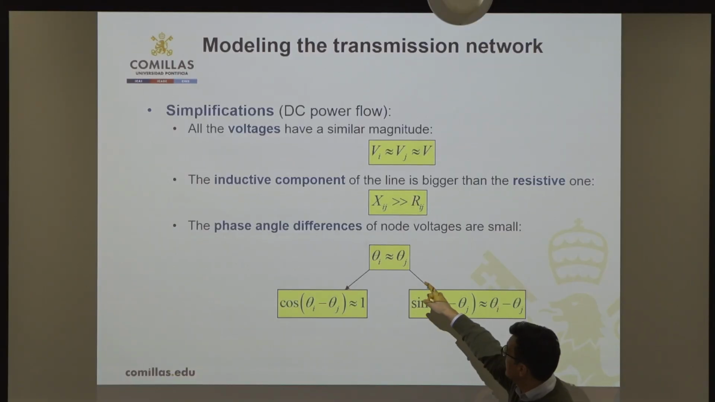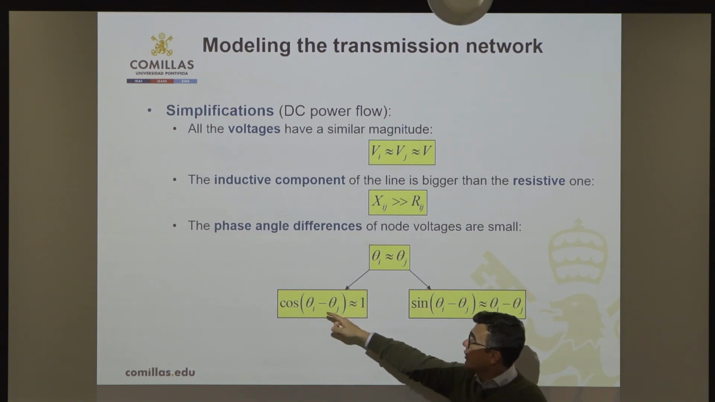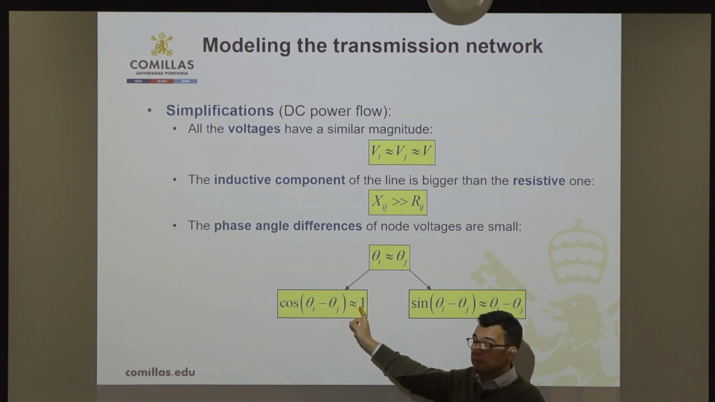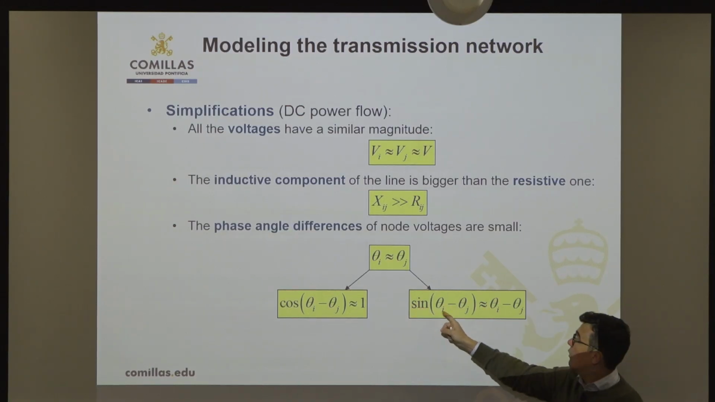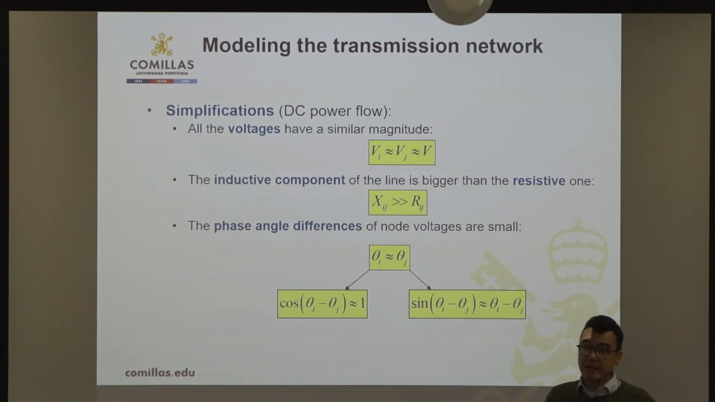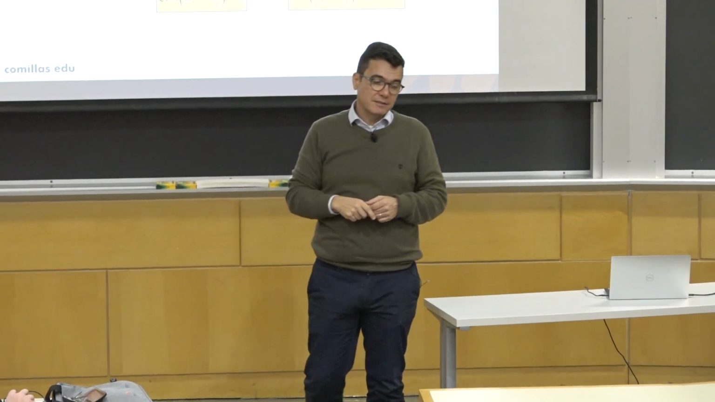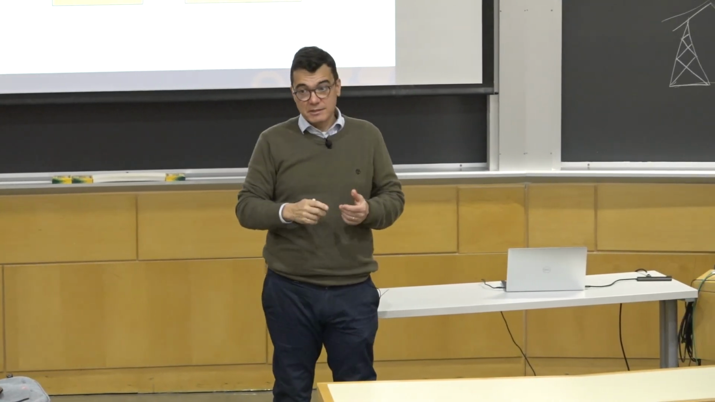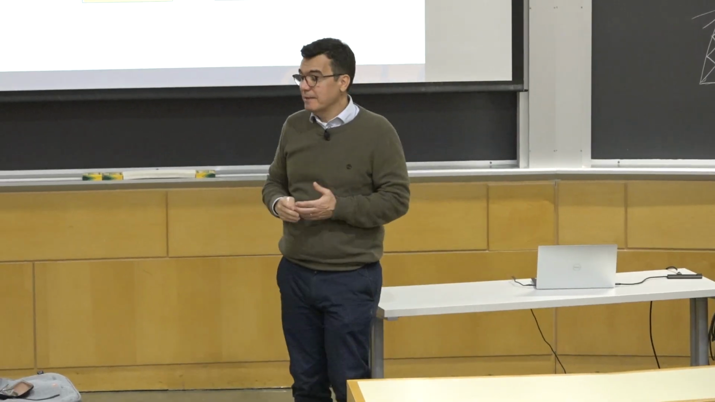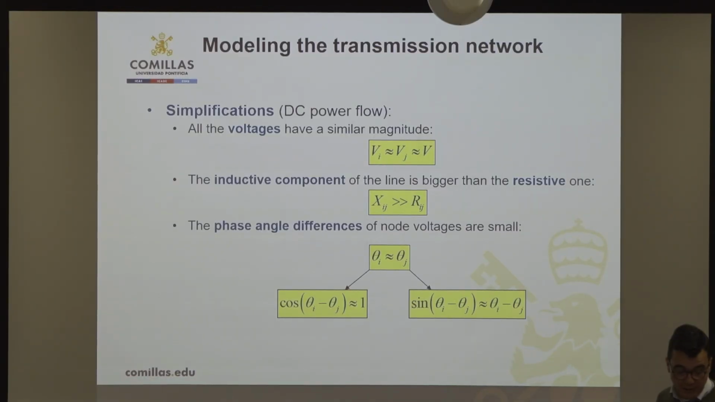And also we are going to assume that the angle differences are very small, and therefore the cosine of the phase angle difference can be approximated by 1, and the sine of the phase angle can be approximated directly by the phase angle. You know that the limit of the sine of x when x tends to 0 is x. So we are getting rid of these trigonometrical equations.